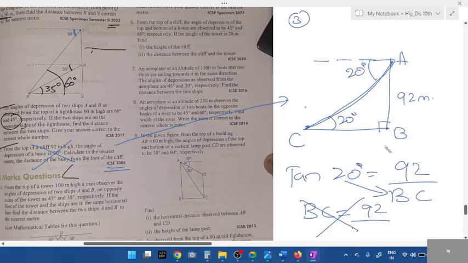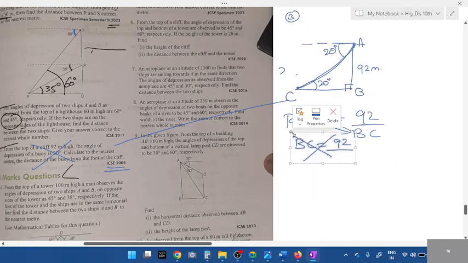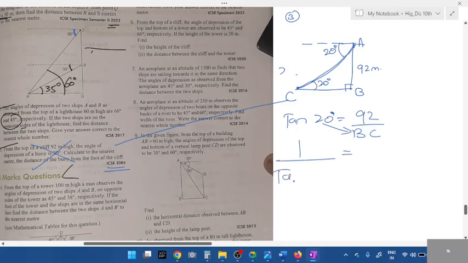So how do you convert tan 20? How do you write tan 20, students? 1 by, what will you write? 1 by tan what? 90 minus 20 is 70 degrees. Good, 70. So shift BC that side, you get 92 into tan 70. Check the mathematical table, tan 70, write that value, you'll get the value of BC. Calculate to the nearest meter.